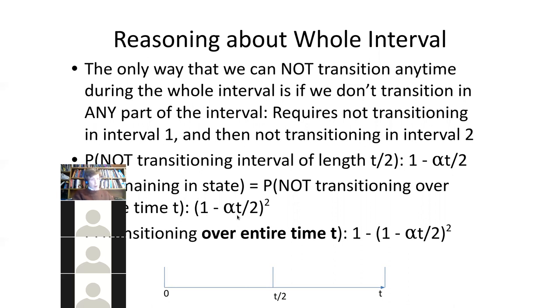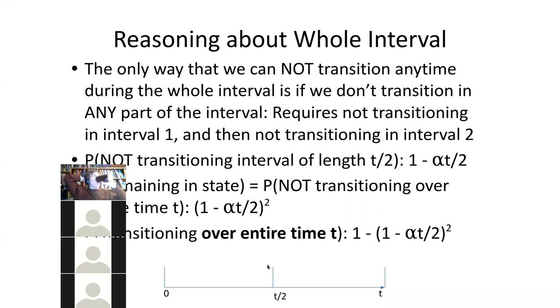So if I have, again, it's 0.01, and if t is 20, it'll be 1 minus 0.01 times 20 divided by 2, or times 10. So it'll be 1 minus 0.1, which is 0.9. I have to not transition the first time and then not transition in the next time. What's my chance of not transitioning the next time? Well, if I haven't transitioned yet, it's that same thing. So the probability of remaining in the state all through here, of not having transitioned any time in here, is 1 minus this thing, squared. And the fact that this is squared is reflecting the fact I have to avoid it the first time. The probability of avoiding it the first time, times the probability of avoiding it the second time.